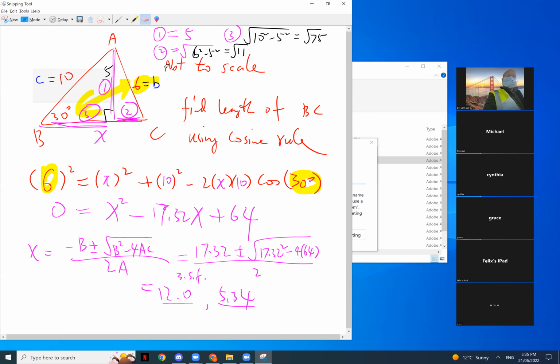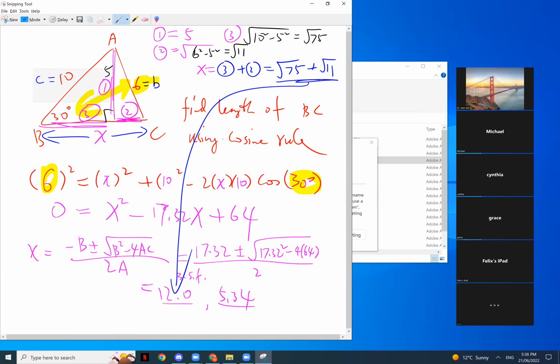What's x now? What's x, guys? You got 2 and 3 already. What's x? Oh, x is BC. In this diagram, just 3 plus 2. Work it out. 3 plus 2 just gave you here.